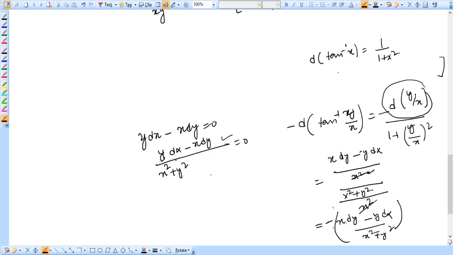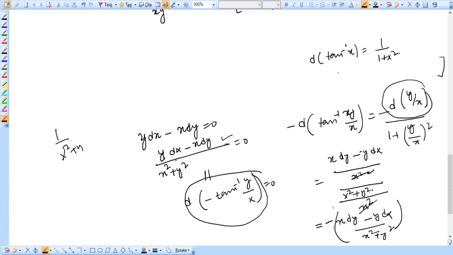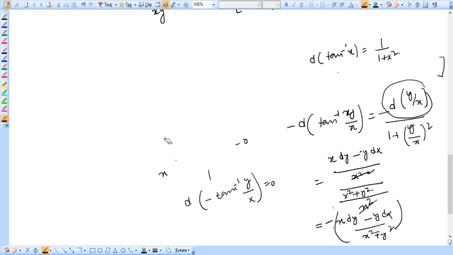So thus we can write this thing as d of minus tangent inverse y over x equal to 0. Thus we are able to make it exact. Hence we can say 1 by x square plus y square is also an integrating factor of the given differential equation, right? So let me write it here in a chain.